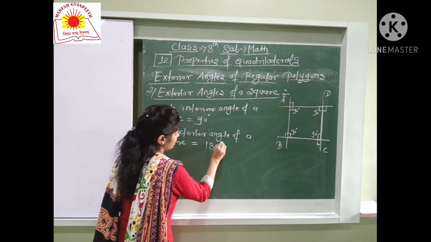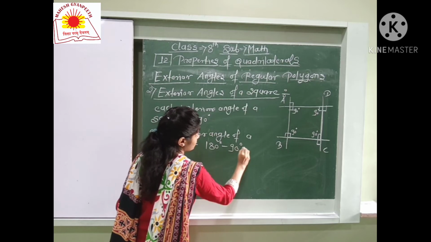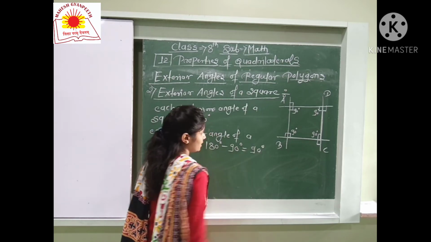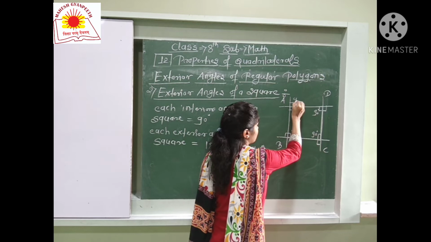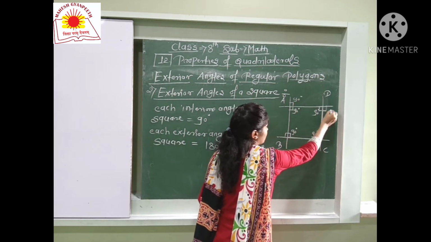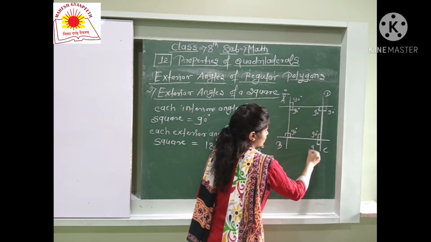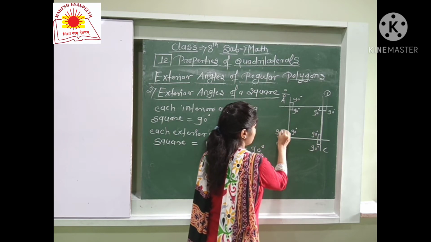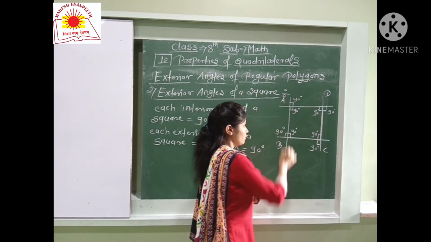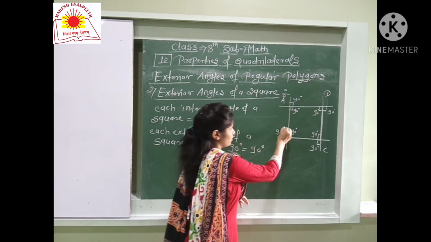180 degree minus 90 degree. How much? It is 90 degree. Okay, so what is that? It is 90 degree. It is also 90 degree, and it is also 90 degree. Okay. Now, exterior angle, what is that?